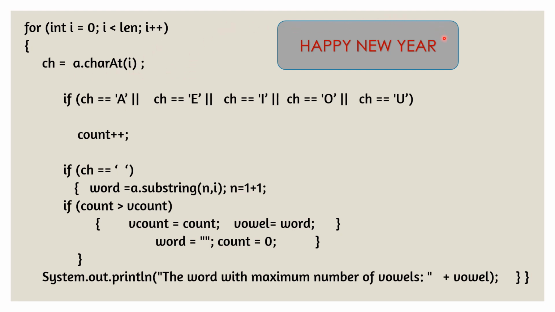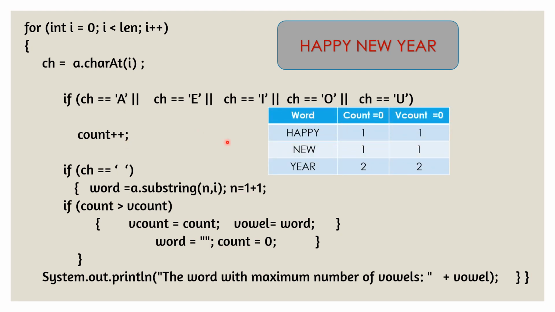Already we have converted to uppercase, so we have to check only one case, uppercase here. CH is equal to A, E, I, O, U. That means according to Java format, write that CH is equal to A or CH is equal to E, like that. And then if any of the vowels is coming, counting will be done. Count plus plus. Here we can see in the first example, first we have happy, count is 1 because one vowel is here. Second, we have new, again one vowel, and year, that means in year E and A, 2 vowels are there. So counting will be done in each case.